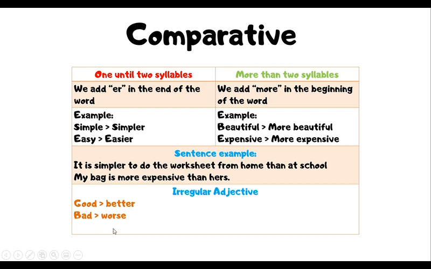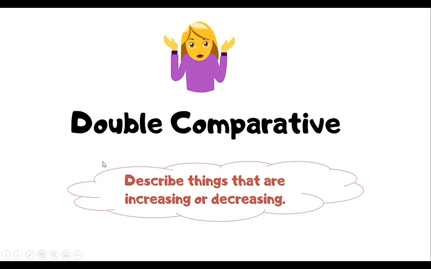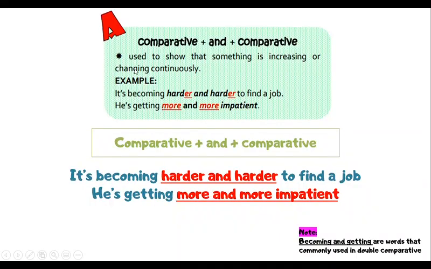Alright, next. So what is double comparative then? So double comparative is used to describe things that are increasing or decreasing. Okay, here. So it's just the same with comparative. So in double comparative, we have two rules. Here is the first rule.